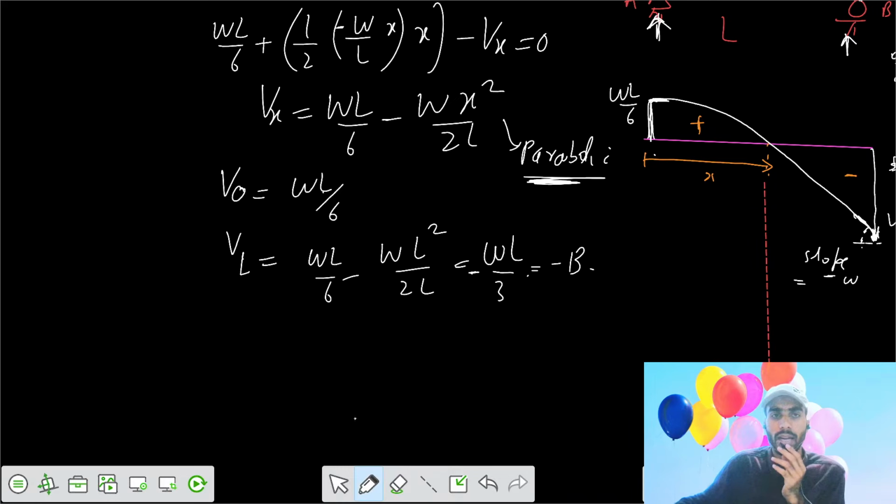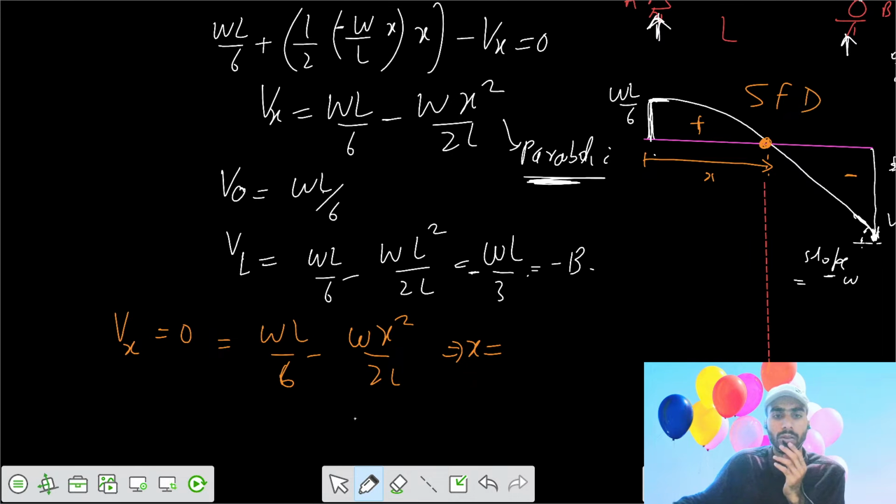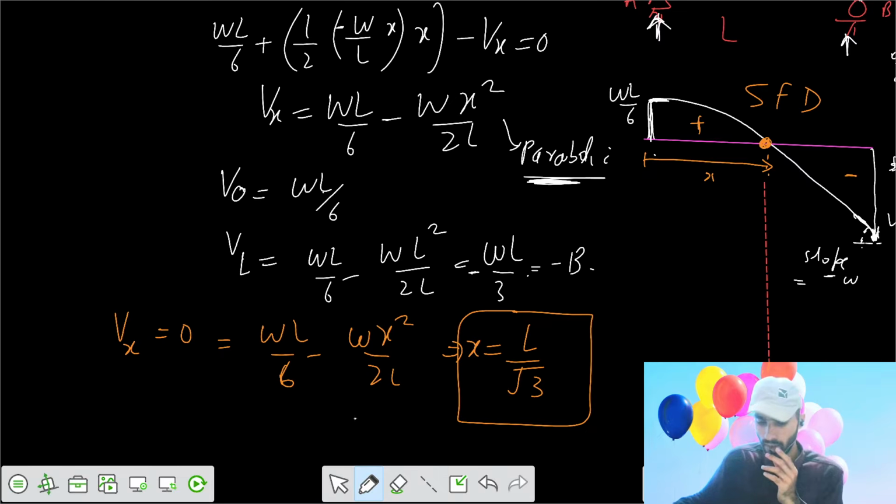Say the shear force at x. We know that the shear force at this x becomes 0. We calculate WL by 6 minus Wx squared by 2L equals 0. Then we can calculate the value of x. That comes out to be L by root 3. L by root 3, is it so? Yeah, L by root 3. So your x becomes L by root 3.